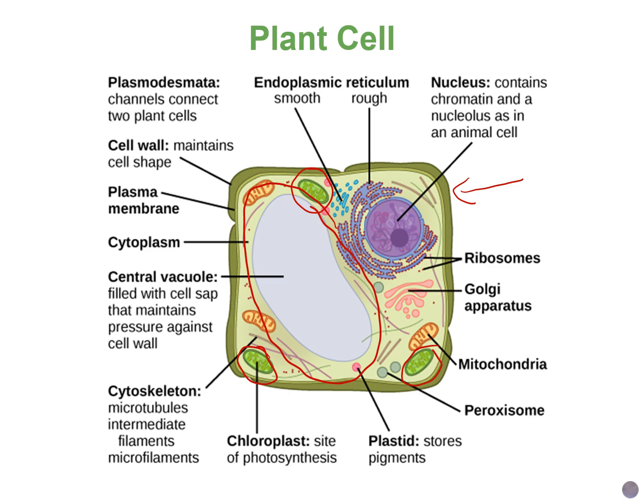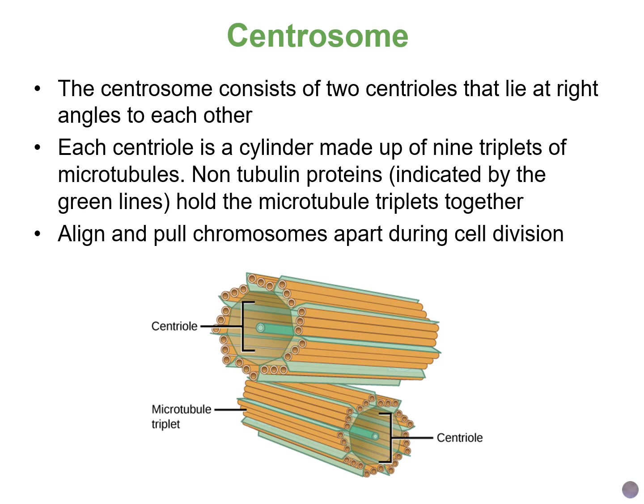No centrosomes, no centrioles. So again, the centrosome is a microtubule organizing center, and it's found in animal cells, but not plant cells. In animal cells, it's usually found pretty close to the nucleus. A centrosome is made of two centrioles, or a pair of centrioles, that are perpendicular to each other. So they're lying perpendicular to each other. Each centriole, if I look carefully, here's one centriole, and here's the other one.